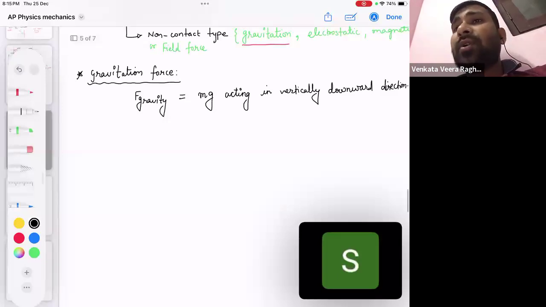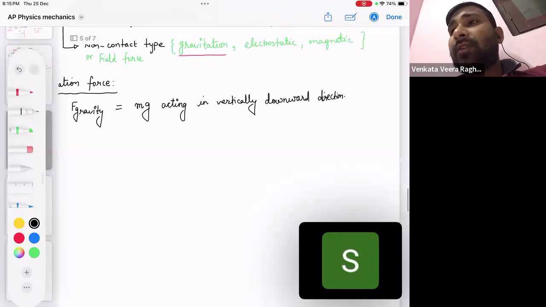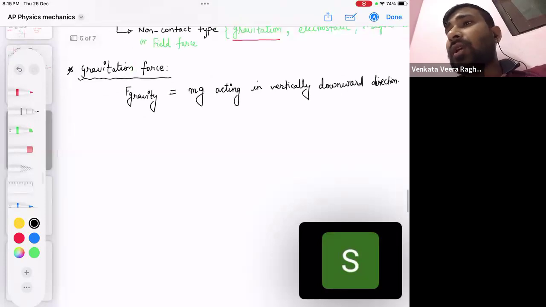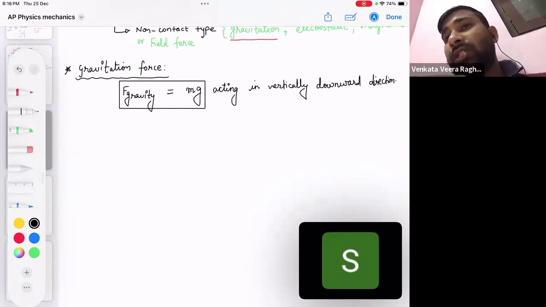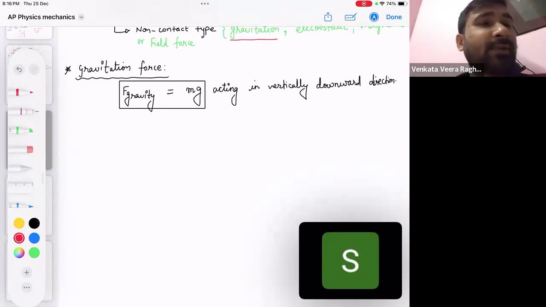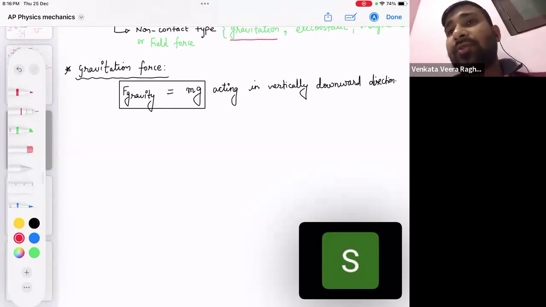So whenever we want to draw the free body diagram of an object and we want to show the gravitational force acting on the body, how will we show it? With m into g. And what will be the direction of that force? The direction of gravitational force is always going to be which direction? Always in the downward direction. Is that clear? The first force, the gravitational force, is the simplest of all the forces.